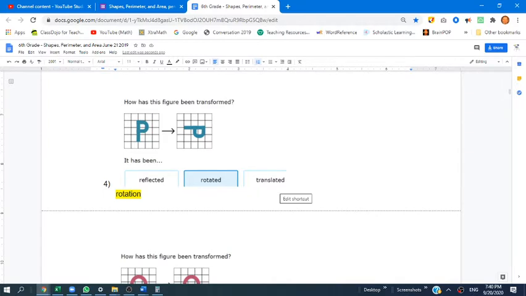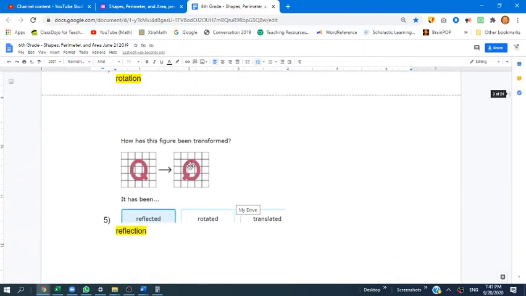Number 4. How has this figure been transformed? Is it reflected, rotated, or translated? Pause the video if you need more time. Number 5. How has this figure been transformed? Reflected, rotated, or translated?